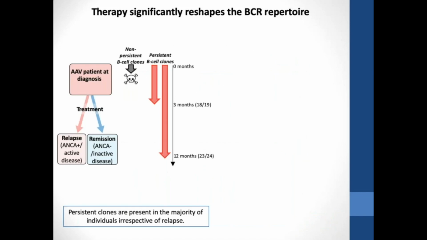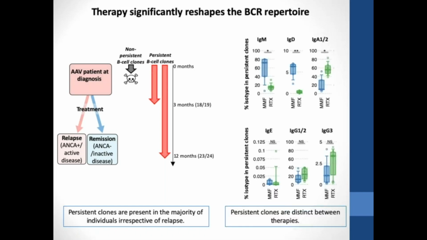The nice thing with this patient cohort is that for the vasculitis patients, we were able to sample individuals at 0, 3, and 12 months, and look at persistent clones between them. We see persistent clones present in the majority of individuals, over 90% of them, irrespective of whether they relapse. The nature of these persistent clones differed significantly between the different therapies. MMF therapy was significantly IgD and M clones, and rituximab was significantly IgA clones that were persistent over time.